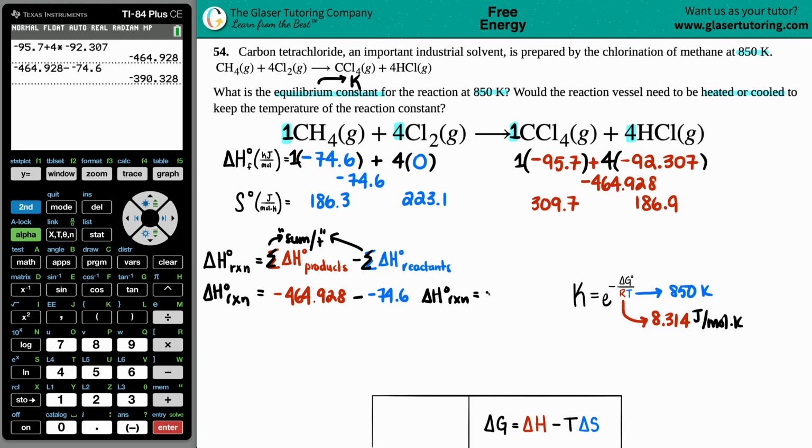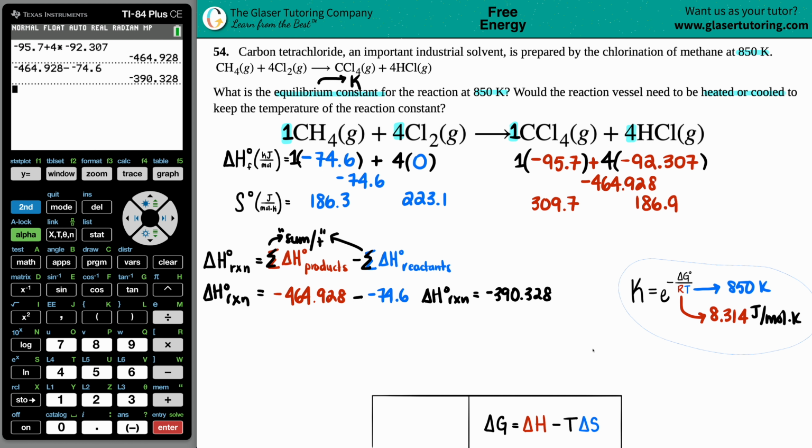And this is negative 390.328. And now I'm just going to have to bring this over a little bit. There we go. Units for your delta H, it was kilojoules per mole, but all these values were mole values, the coefficients. So the mole gets canceled, so you're just left with kilojoules. All right, so we got the delta H for the whole entire reaction.